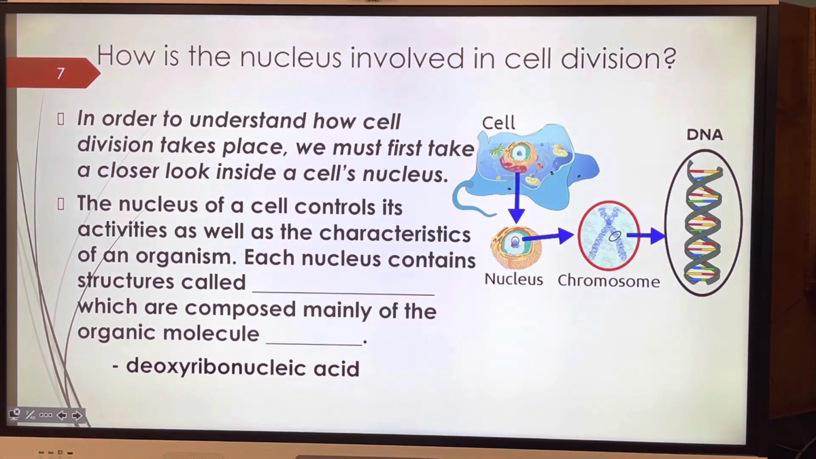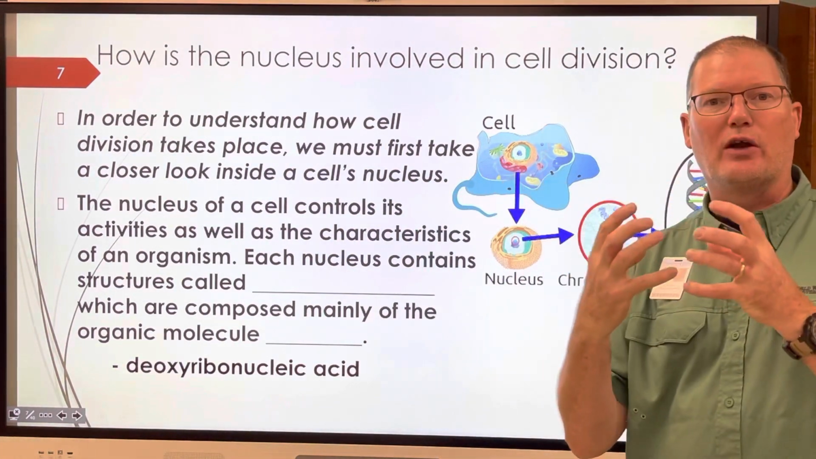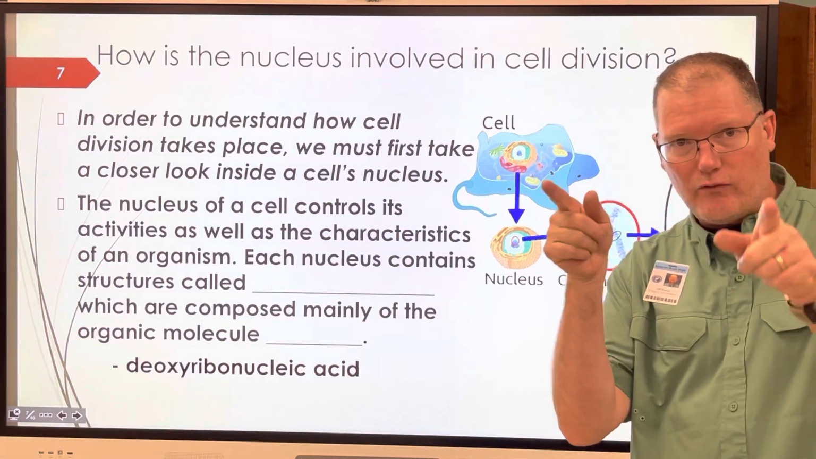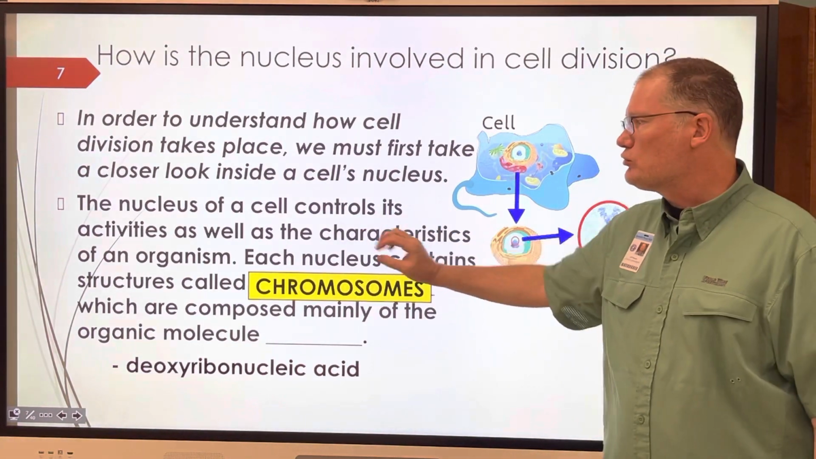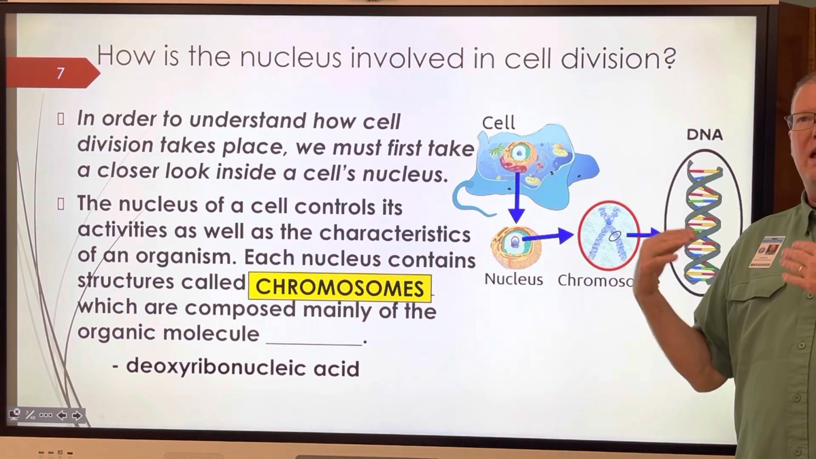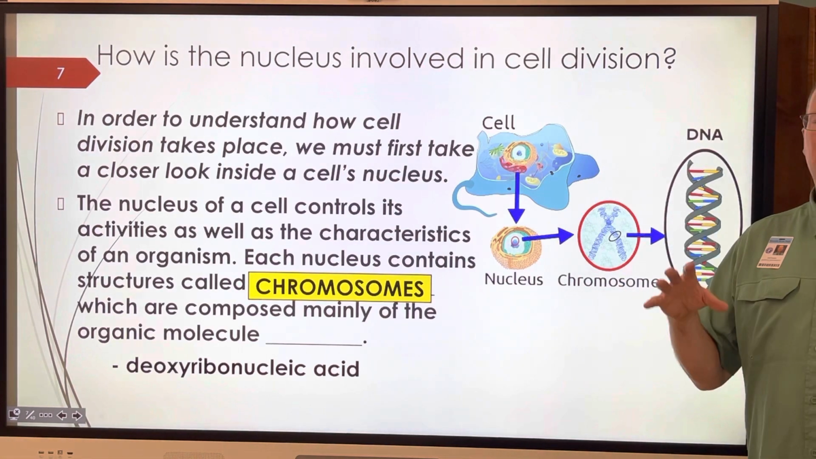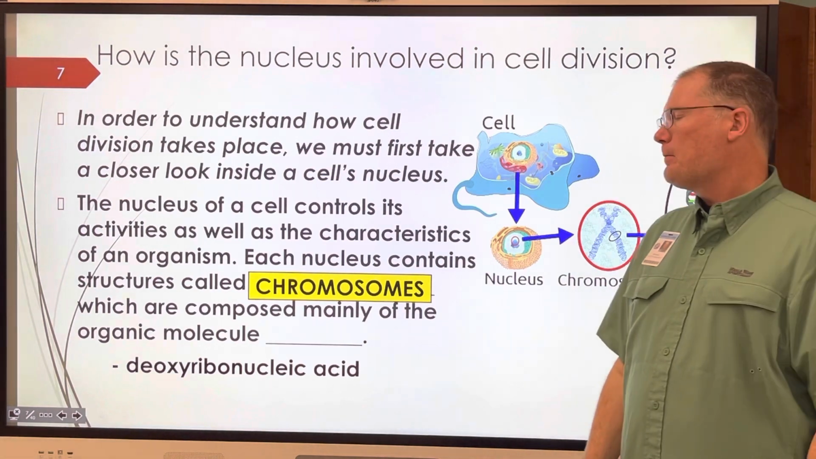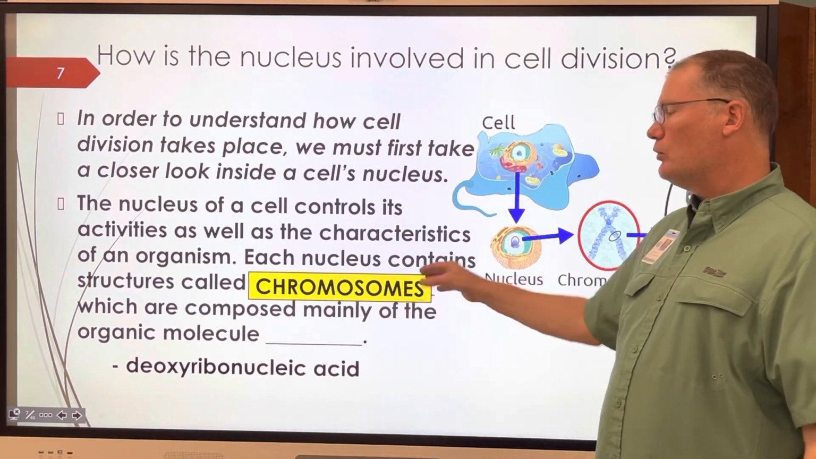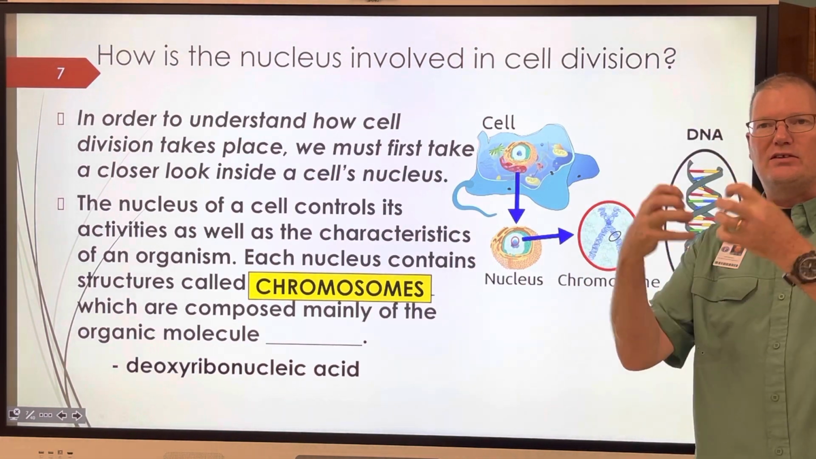So how is the nucleus involved in cell division? In order to understand what's going on, we have to understand what's going on inside the nucleus itself, the brain of the cell, right? Remember, with the DNA inside? The nucleus controls the activities: making new organelles, transporting things in and out, making proteins to be transported in or out or to make new things. But it also has these things called chromosomes in them, which replicate so that the cell can split in two.